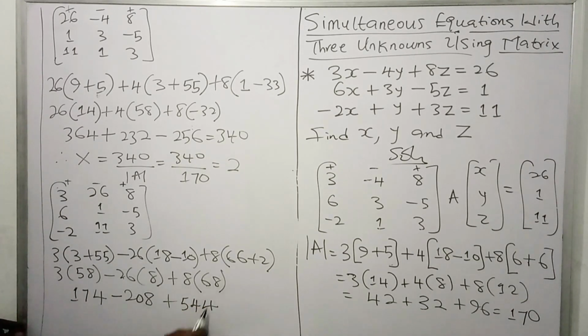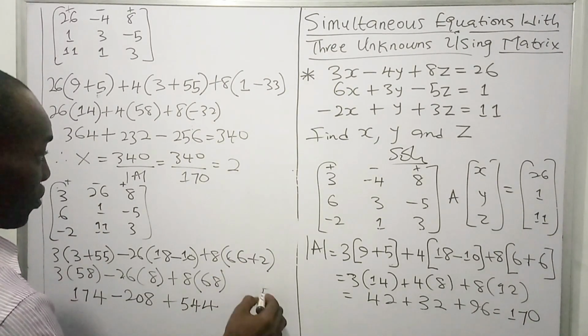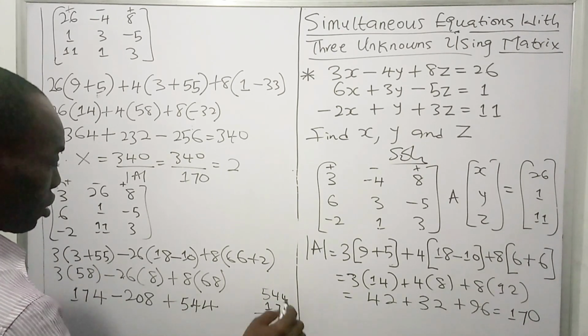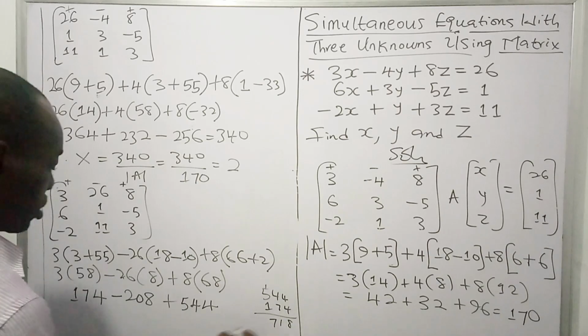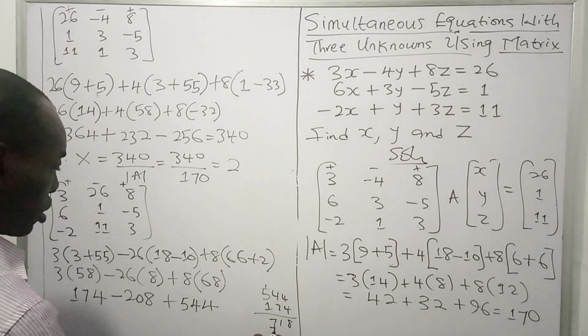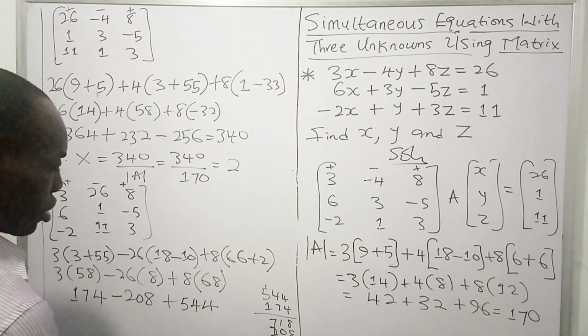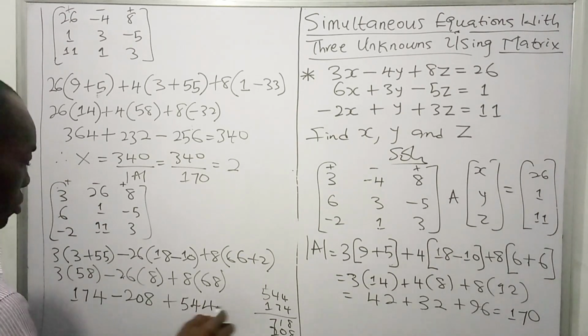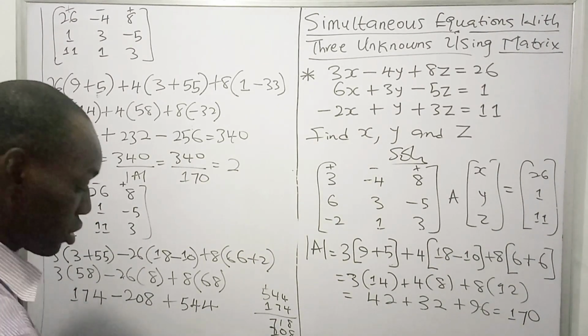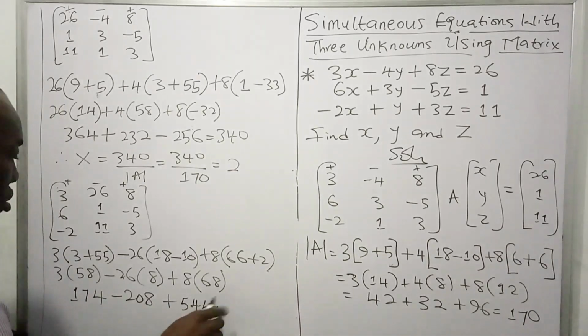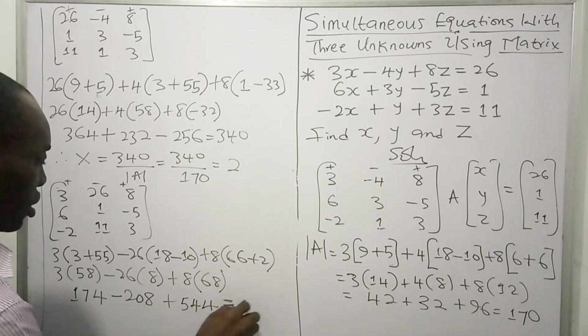All right, so we add these two and subtract this from it. So if we have 544 plus 174, by addition, that will give us 718. Then we subtract 208 from it. That will give us 510. So by reason of this solution here, we have 510.